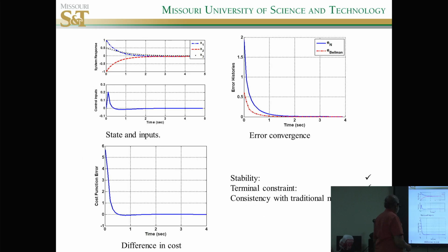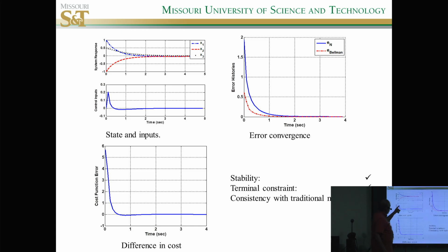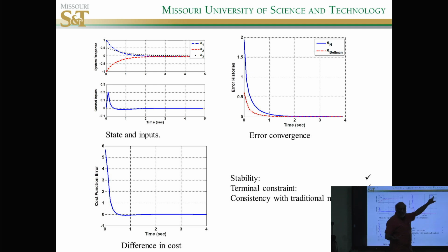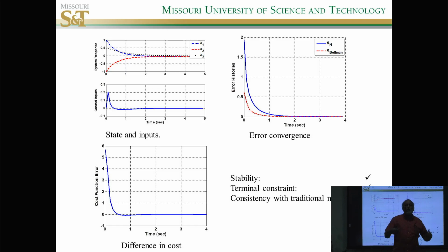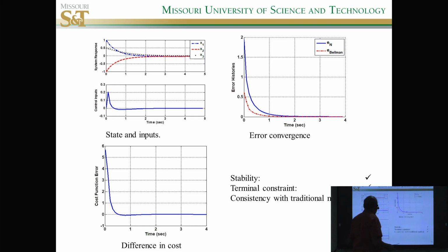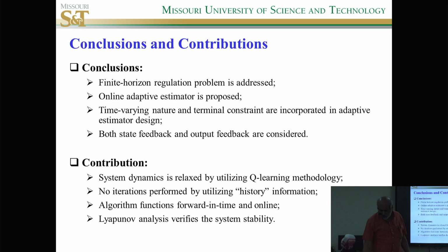Now you can see I'm plotting the system response, the states. The states converge, going to 0 for regulation. This is the control inputs. It goes to 0. And you see the cost function error, it goes to 0. I have two errors: one is the Bellman error, the other is the terminal constraint error. What I want to show you is that they all go to 0. When they go to 0, that basically means optimality. Therefore we show that it's converging. It works. So that's the conclusion.